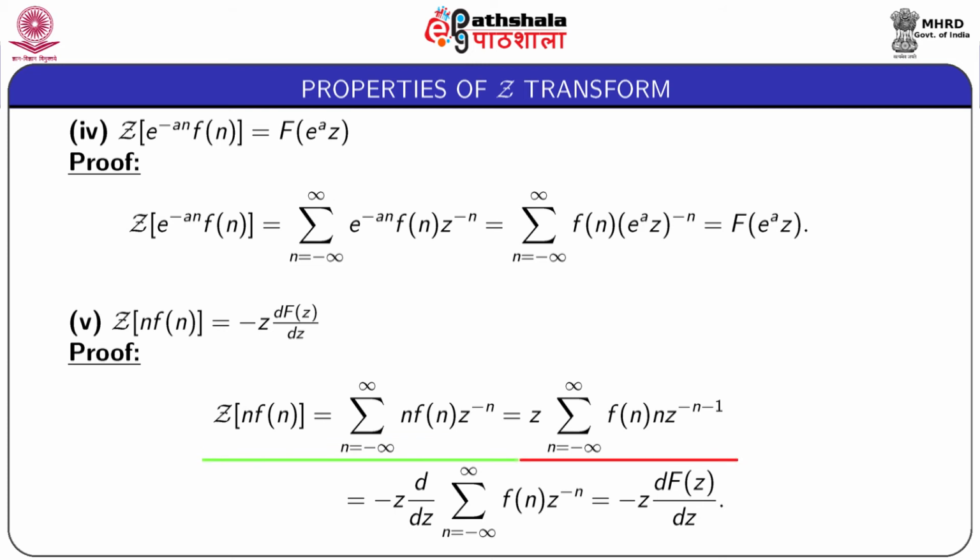This is equal to z into summation n equal to minus infinity to plus infinity f(n) n into z to the power minus n minus 1. This we can write as minus z d/dz of summation n equal to minus infinity to plus infinity f(n) z to the power minus n, and that is equal to minus z dF/dz, because the summation is the Z transform of small f(n), which is denoted by capital F(z).